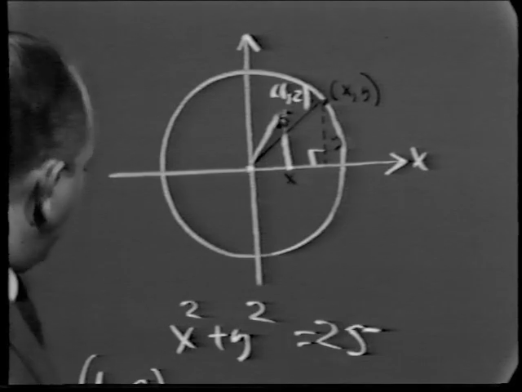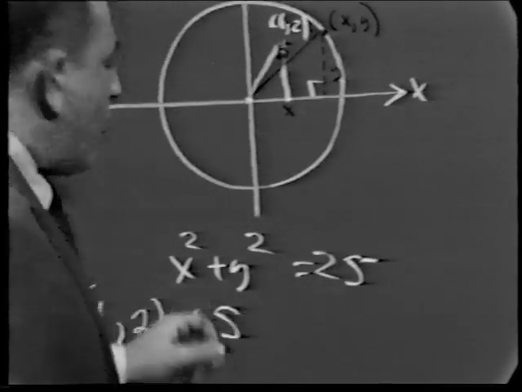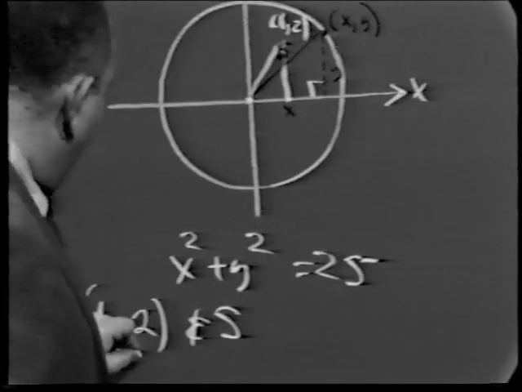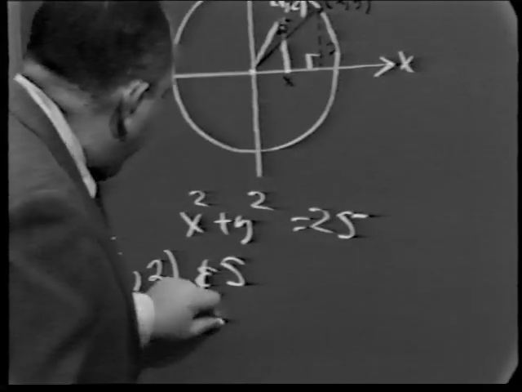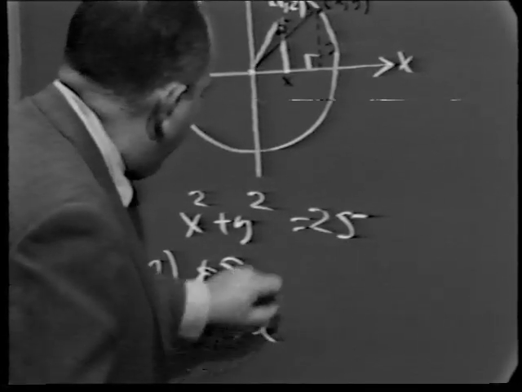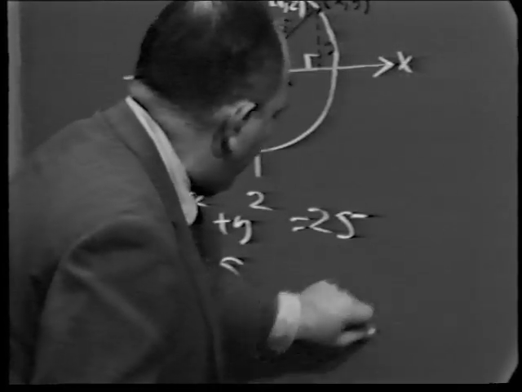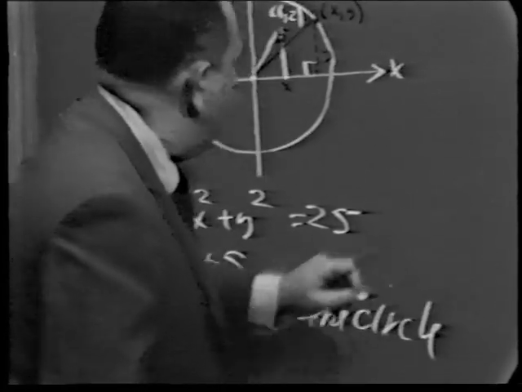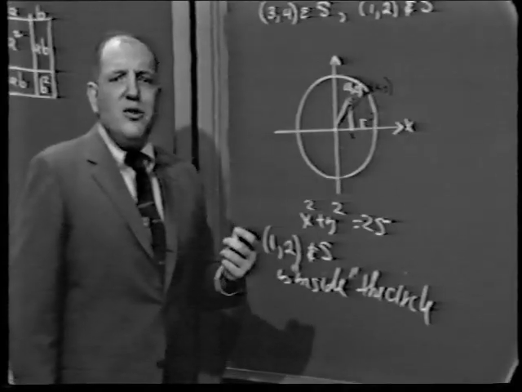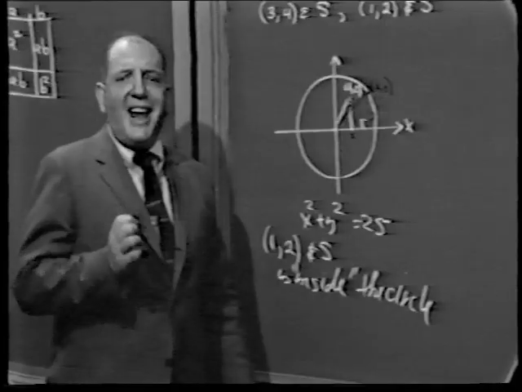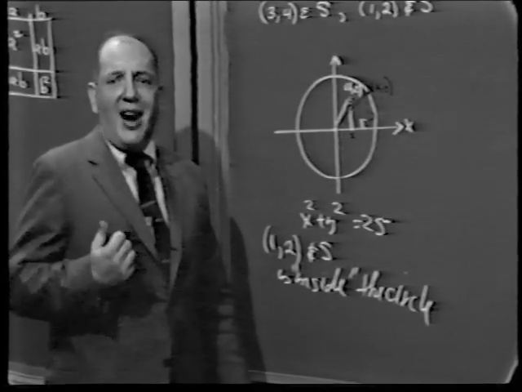In other words, not only can we say that (1, 2) does not belong to S, which we could have said without the picture, we can now say what? (1, 2) is, and notice the geometric language here, inside the circle. In other words, the study of inequalities can now be reduced, instead of talking about less than and greater than, we can now talk about such things as inside and outside.